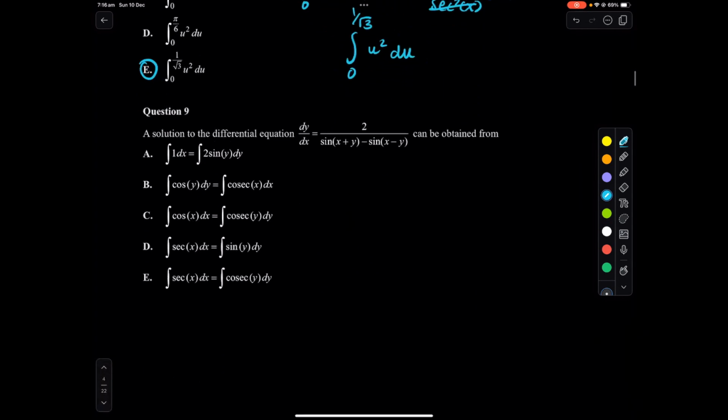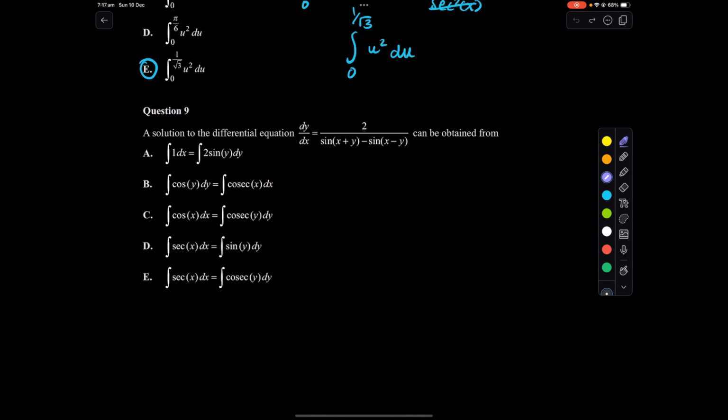Nice and easy. Question 9. Let's look at it. A solution to the differential equation dy/dx can be obtained from what? So what do we look at? When we look at the answers, they're all separated, so they don't actually have the x plus y. So we're probably going to use our compound angle formulas. Okay, let's actually simplify the bottom here. Let's make it very nice.